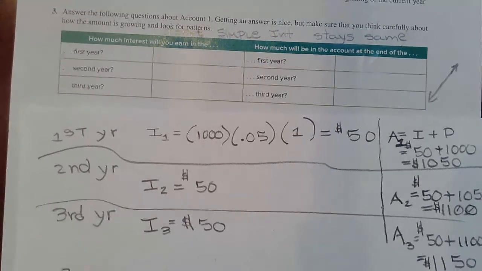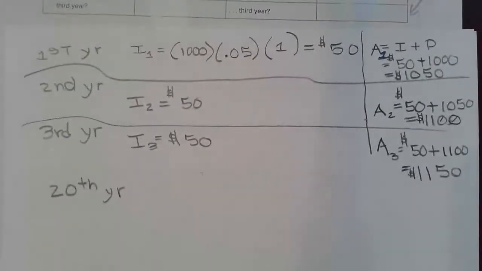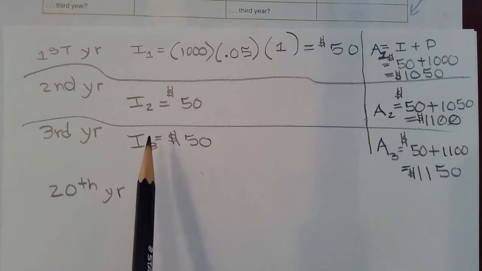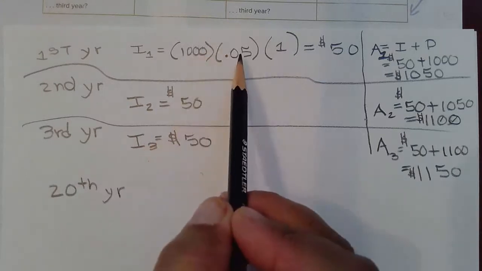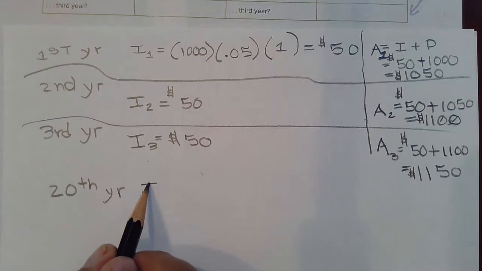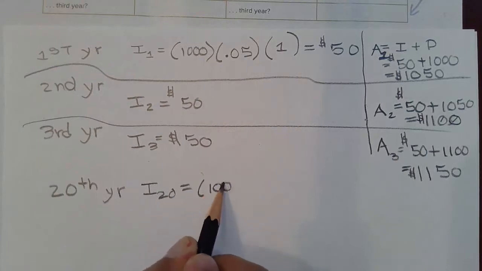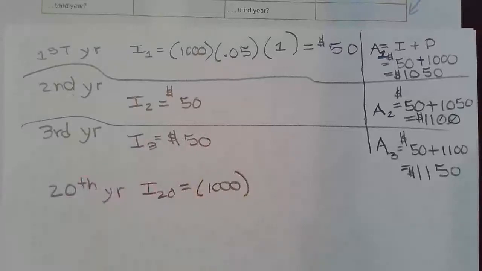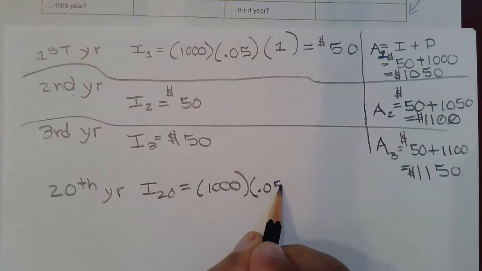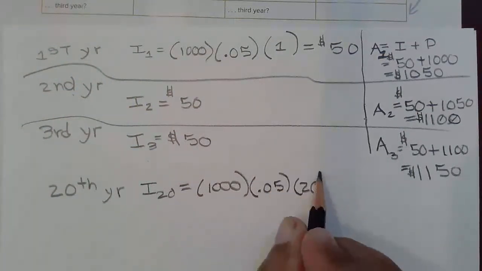Okay, if you want to know what's going on during the 20th year, now because you've skyrocketed into the 20th year, you could either go 50 times 20 if you want to, but even if you put it in this formula right here, 1,000 times 0.05 times 20, I'll do it that way, you're still going to get the same answer. It'll be $50 that you earned on the first year times 20. So I'll just go ahead and put it in the formula. So it's initial principal. Principal means your initial amount. Then it's 0.05, but the amount of years would be 20.